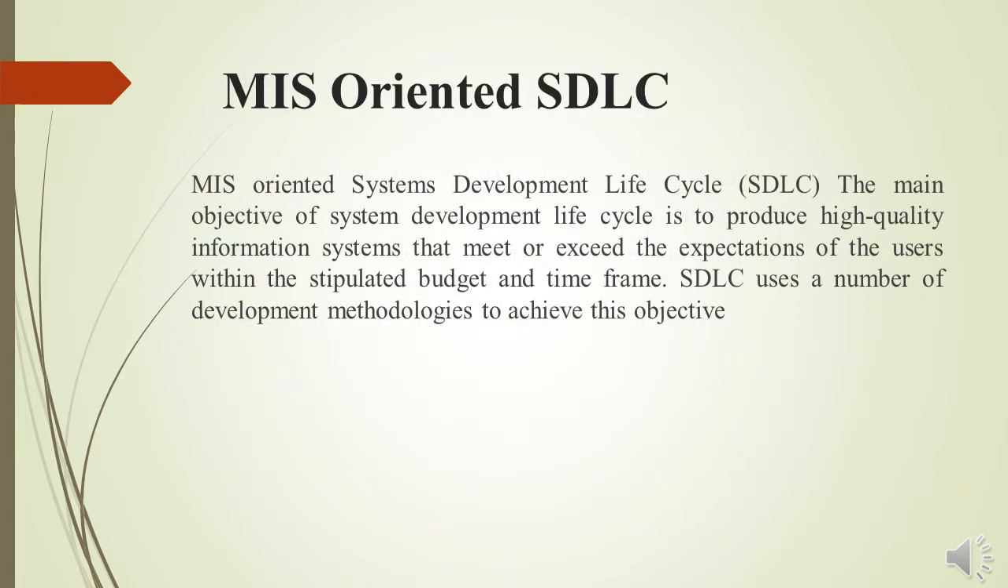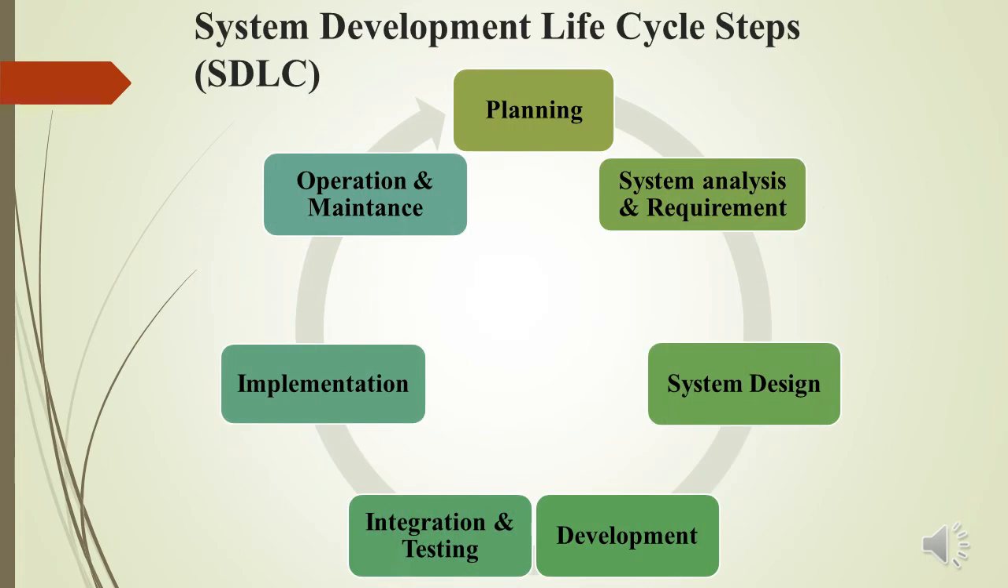MIS-oriented systems development lifecycle. The main objective of the system development lifecycle is to produce high-quality information systems that meet or exceed the expectations of the users within the stipulated budget and time frame. The system development lifecycle has 7 phases. First one is planning, second one is system analysis and requirements, next system design and development.